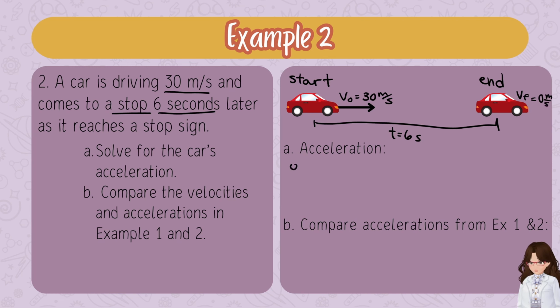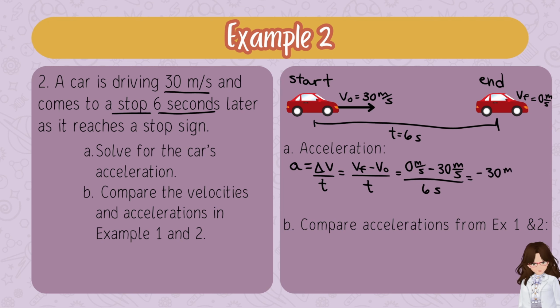Now we're going to start out by solving for acceleration, which is delta V over T in this case. And then we have V final minus V initial divided by T. Plug our numbers in. We're going to get 0 meters per second minus 30 meters per second divided by 6 seconds. This simplifies to negative 30 meters per second divided by 6 seconds. And we get negative 30 divided by 6, which has an acceleration of negative 5 meters per second squared.